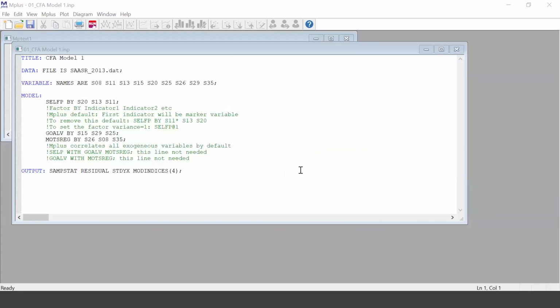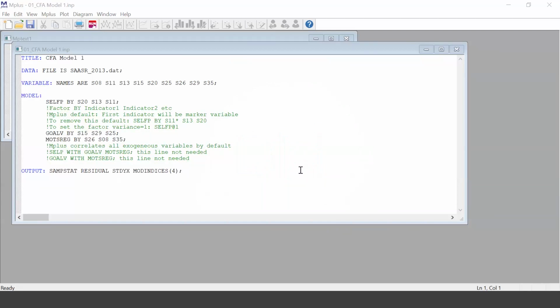This is a short video to show how to write code to run a simple confirmatory factor analysis in Mplus. So we're using the same basic model that we were talking about for path analysis and that we're going to use for our hybrid model in class next week.